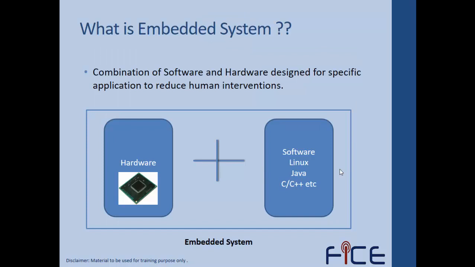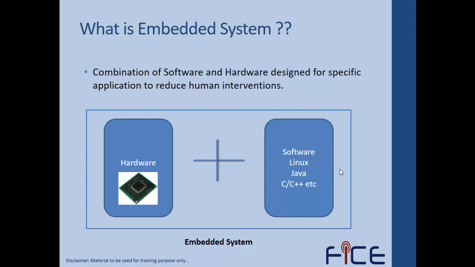So the first question is, what is an embedded system? Basically, in the technical way, the definition is that it is the combination of software and hardware designed for a specific application to reduce human intervention. So an embedded system is nothing but a combination of software and hardware designed for a specific application.